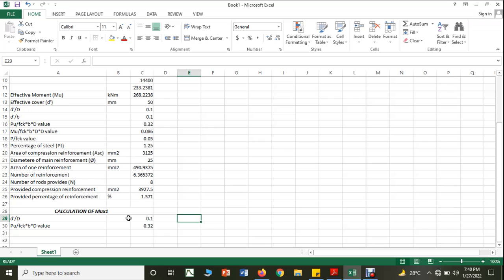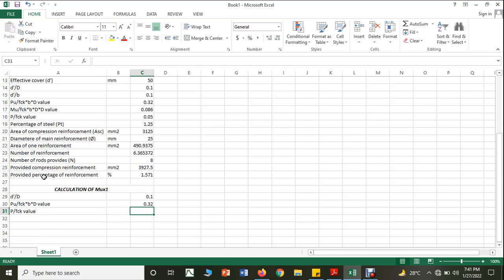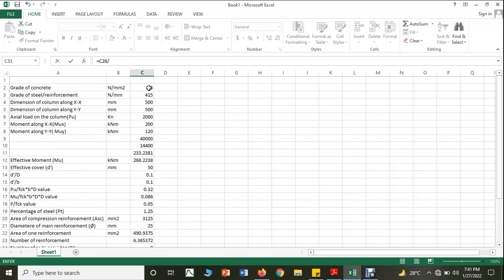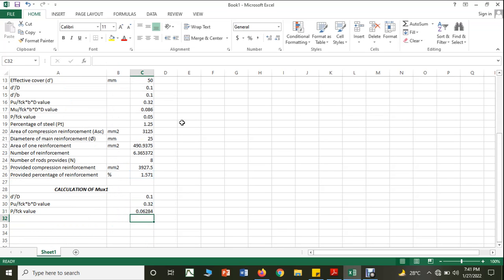Then after that you want the p by fck value, but keep it in mind the p by fck value is going to change. Why it is going to change is, for p by fck we are supposed to consider this provided percentage, so that will be this divided by fck, which is 25. So therefore it will be 0.62. You can make it to 2 decimals, 0.63.